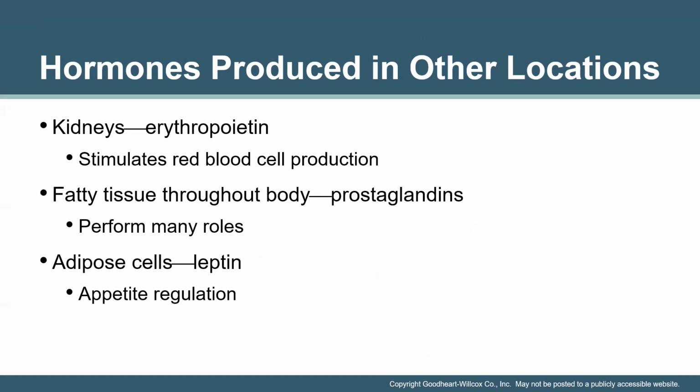Adipose cells produce something called leptin. This is a hormone that helps regulate appetite by acting on the hypothalamus and controlling centers. And we think this plays a role in obesity.